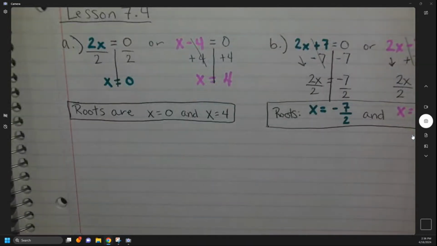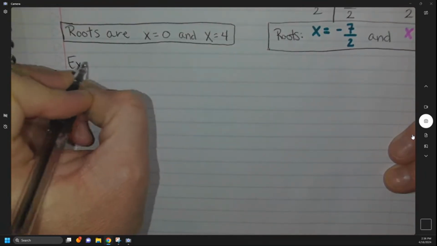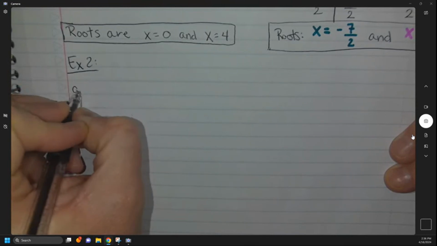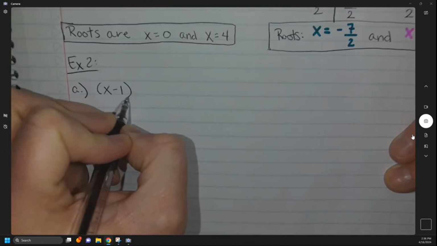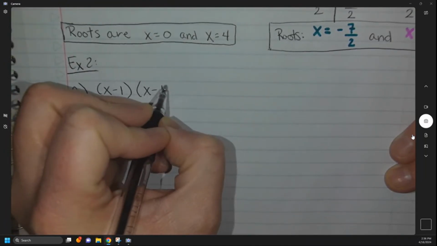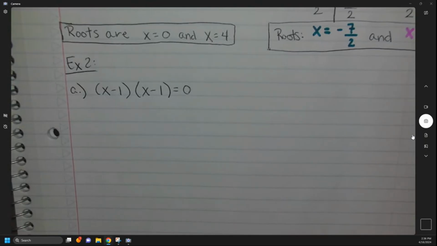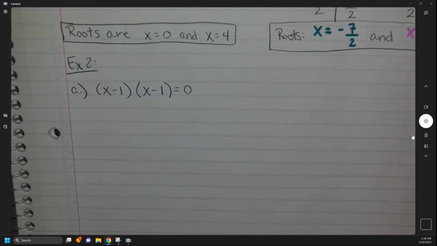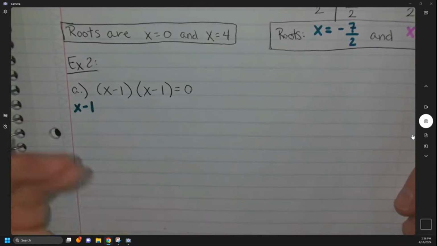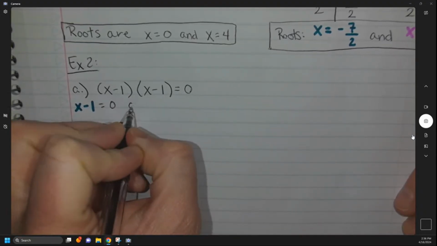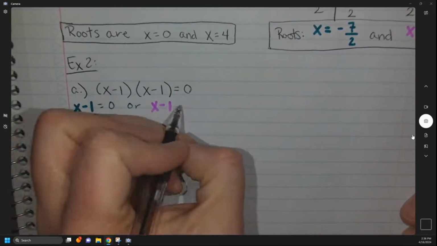So if we were to rewrite that, let's get it on our paper here first. So example 2a. We've got x minus 1 squared. So that's x minus 1 times x minus 1. That's our factored form that we were looking for. So that means I would take it and I would split it into my 2 parts, right? So I've got x minus 1 equals 0, or x minus 1 equals 0.